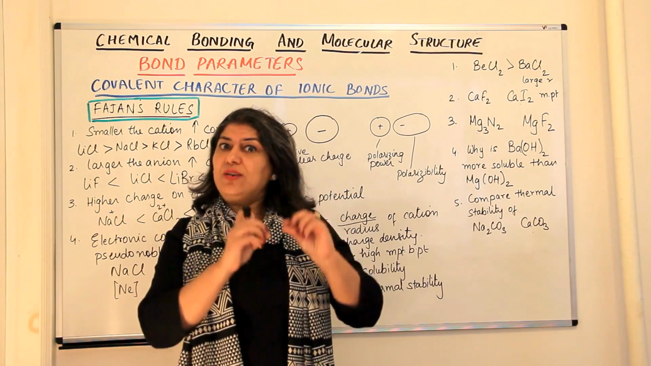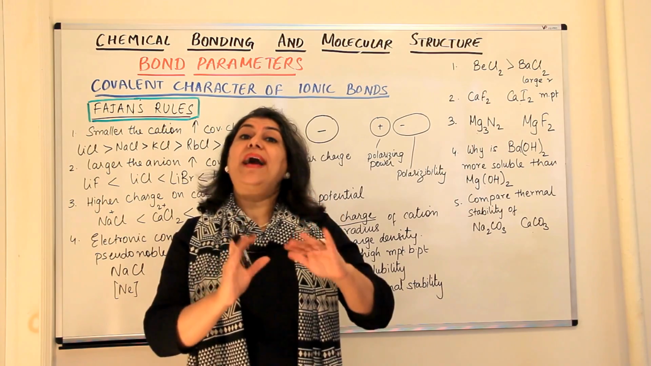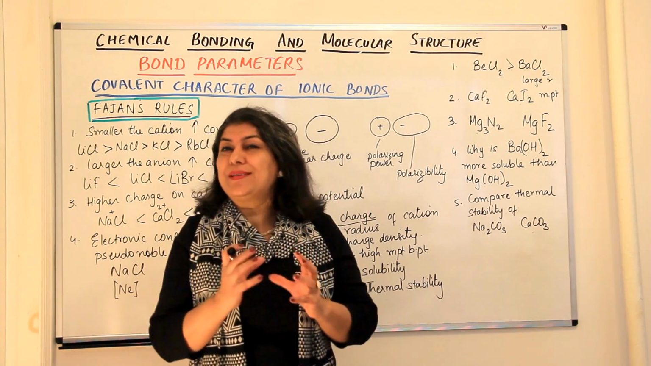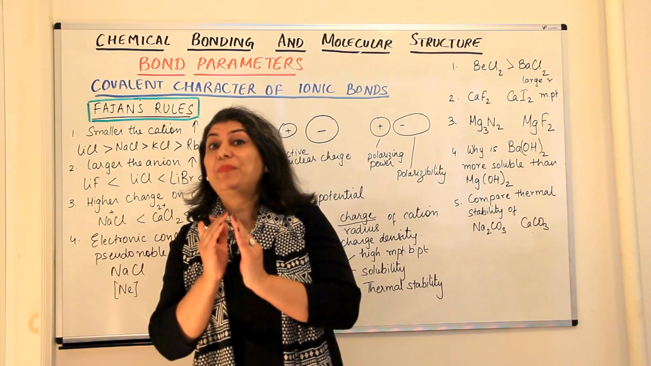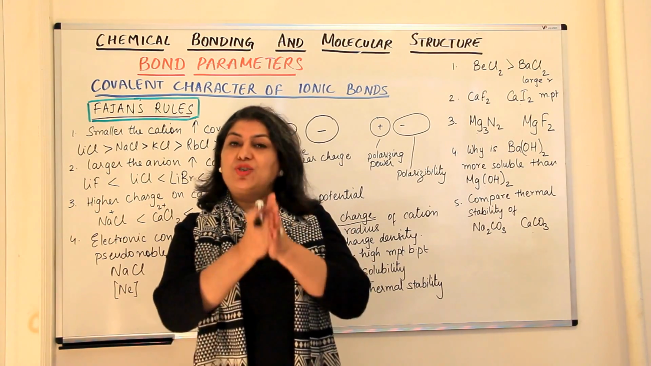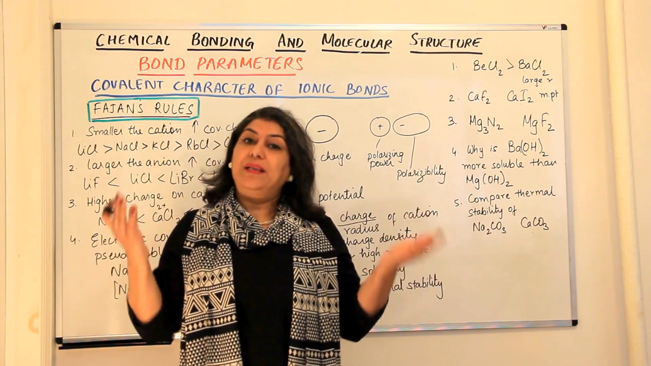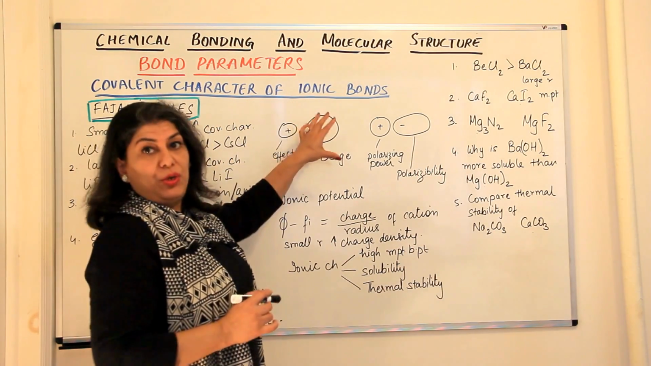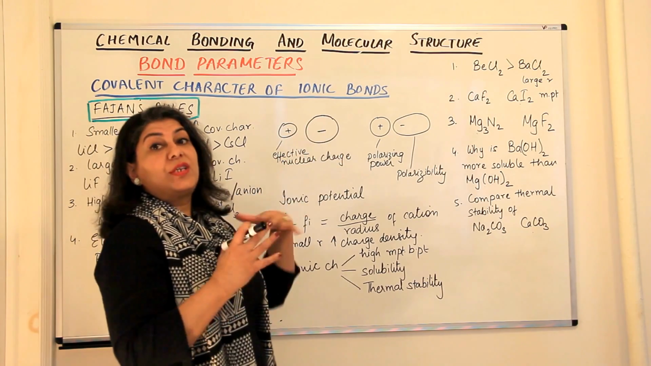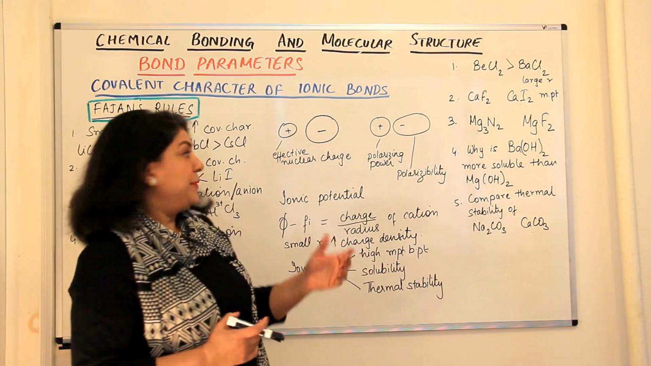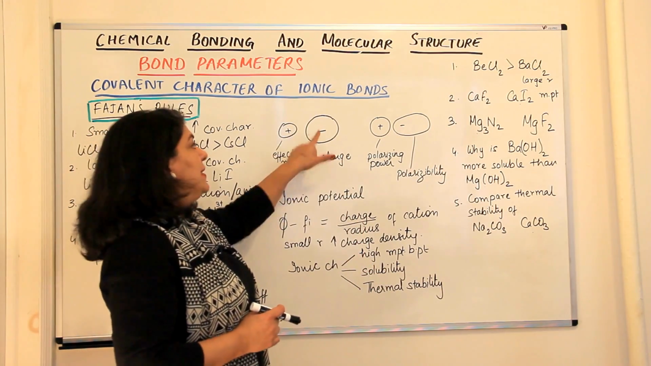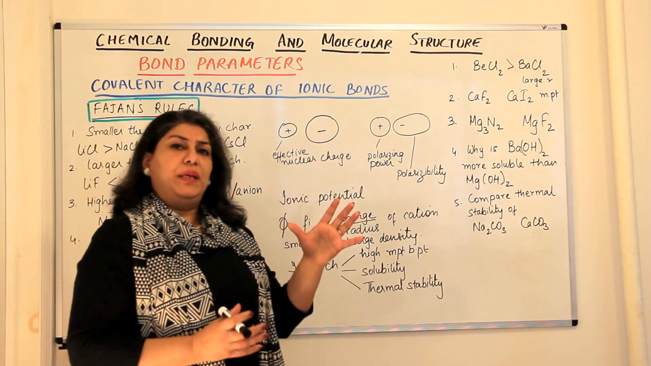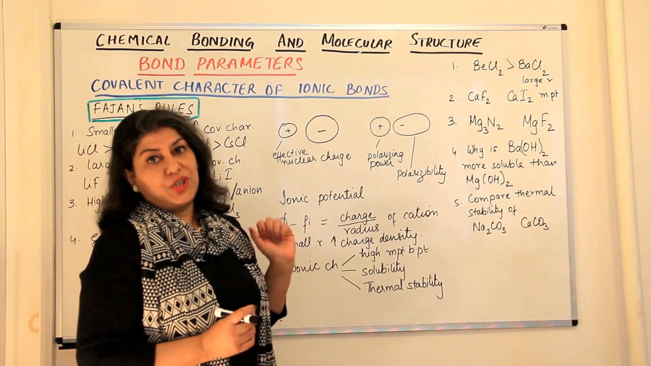So when an electrovalent bond also has some covalent character, what is it that you expect in a covalent bond? A shared pair of electrons between the two atoms. So when is it that we see that a molecule that is ionic in nature starts showing covalent behavior? This is a cation and this is an anion. The negatively charged anion is usually bigger than the positively charged cation.